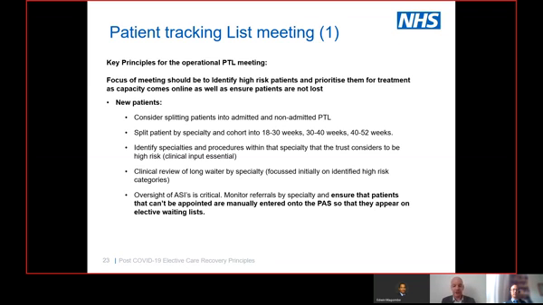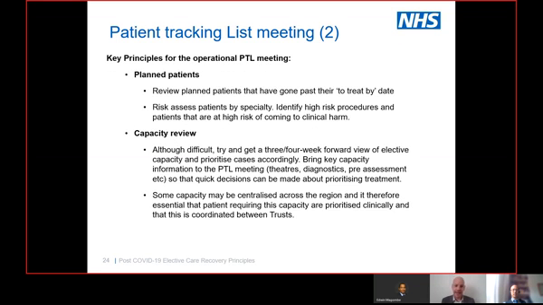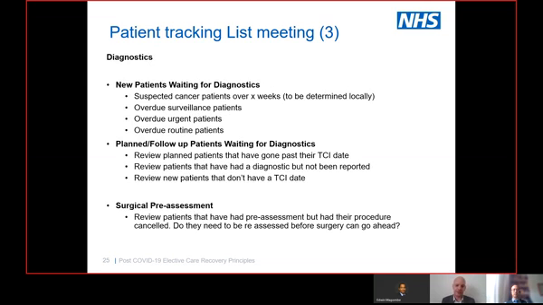So new patients split into admitted, not admitted, split into weeks wait, RTT breach brackets, clinical review of long waiters, and oversight of ASIs. We've got some principles there for planned patients, and we've got some principles there for capacity review for you to consider. Okay, and likewise for diagnostics.